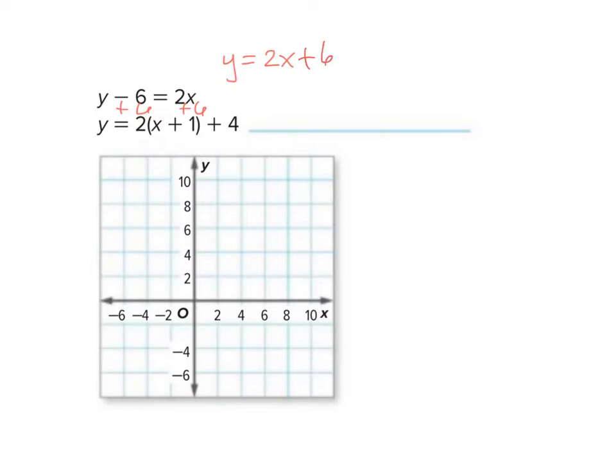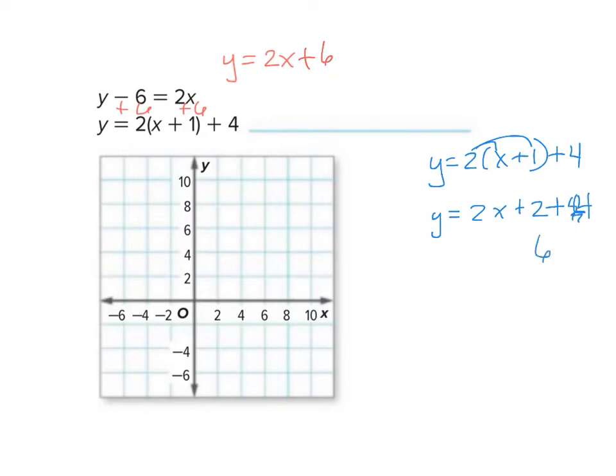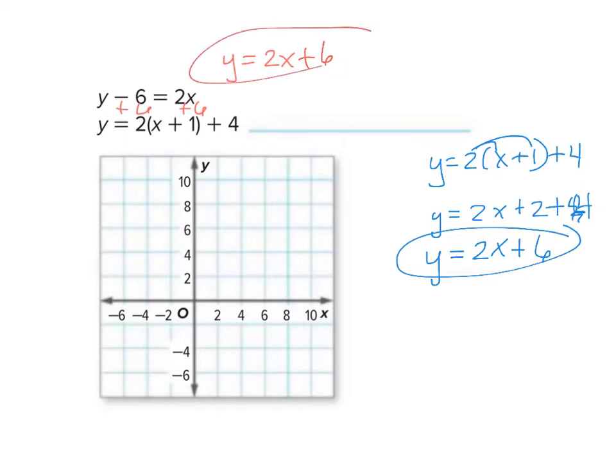And so now I'm going to solve for the other equation. y equals 2 times x plus 1 plus 4. I have to distribute the 2 to the x and the 1. y equals 2x plus 2 plus 4. Oh, I accidentally wrote 6. Whoops. 2 plus 4 is 6. So y equals 2x plus 6. And so it looks like I got the same equation. So I just circled them, and now I'm going to write an infinite number of solutions.